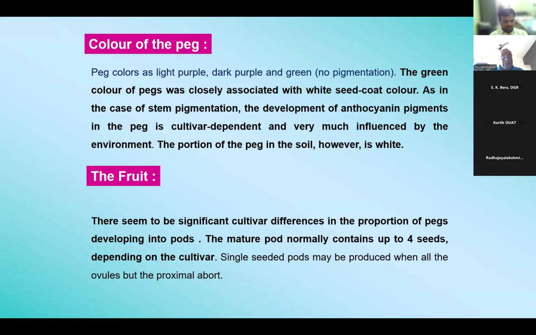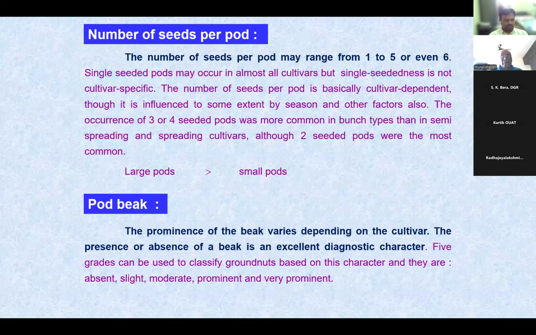With the fruit, there seem to be significant cultivar differences in the proportion of pegs developing into pods. The mature pods normally contain up to 4 seeds, depending on the cultivar. A single seed may be produced when all the ovules are present but the proximal one aborts. Number of seeds per pod: the number of seeds per pod may range from 1 to 5 or even 6 in some exotic germplasm. Single seeded pods may occur in almost all cultivars, but single seed is not cultivar specific.